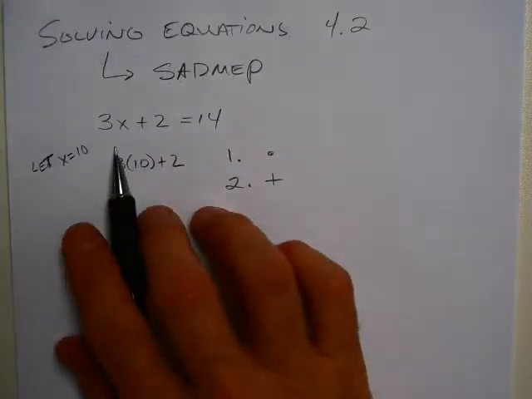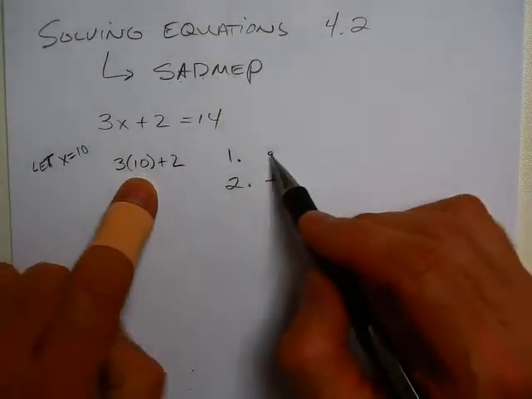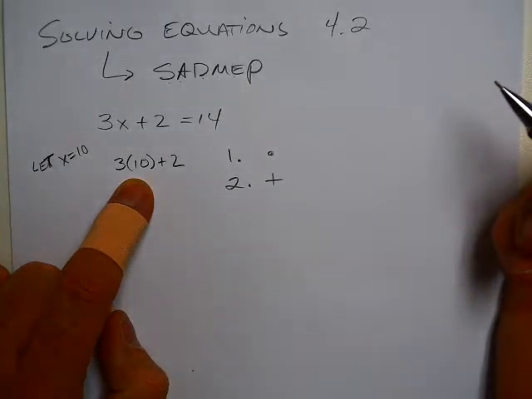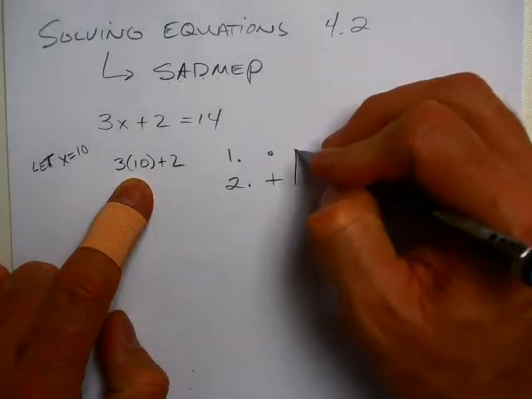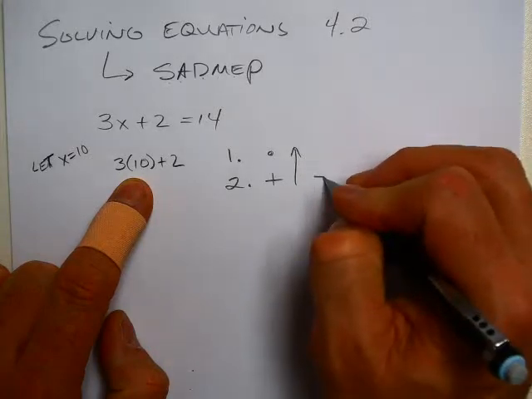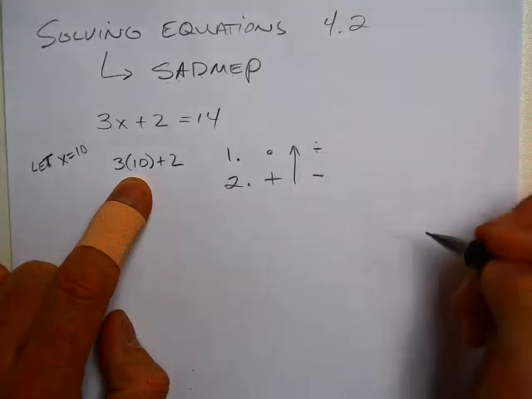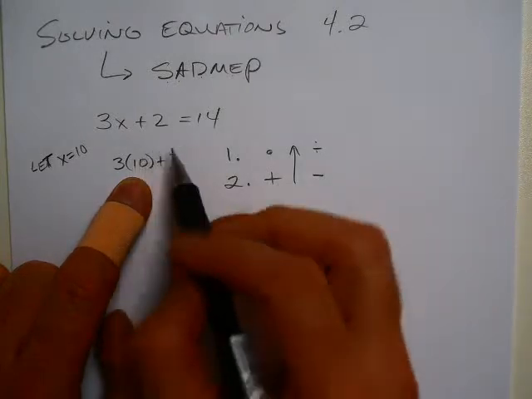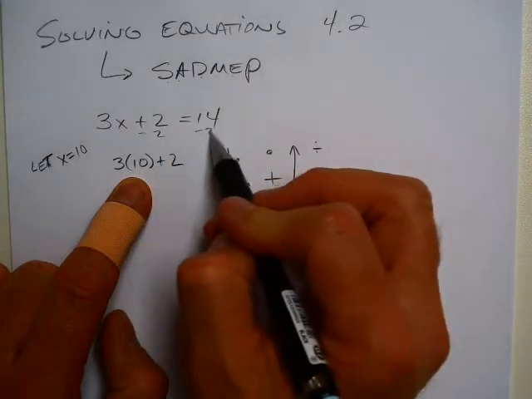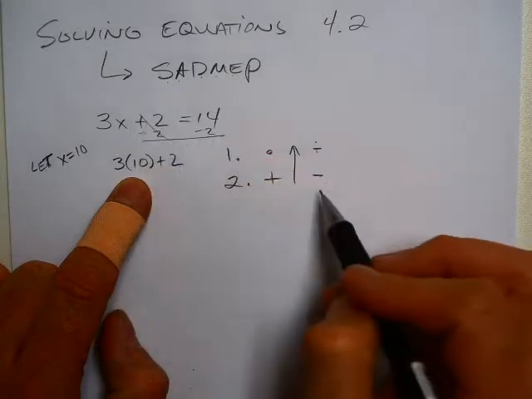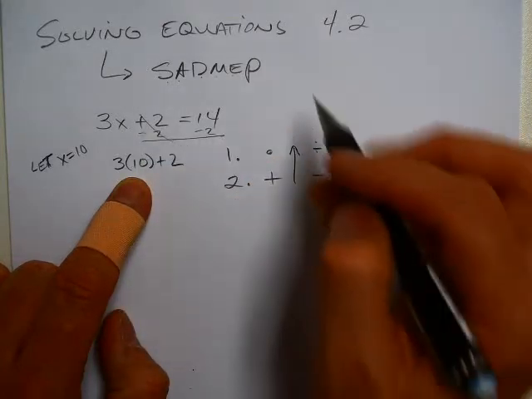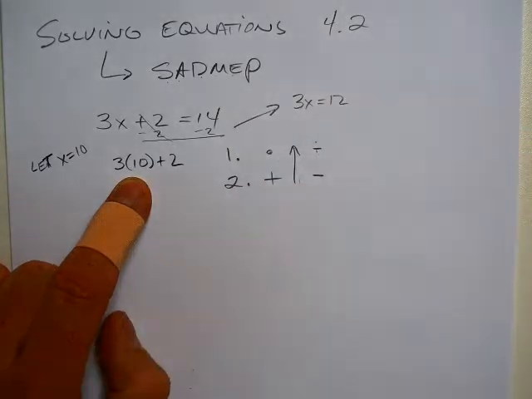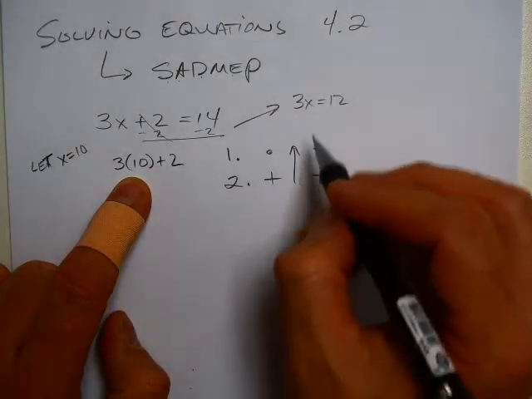So to solve this problem, I take these steps and I reverse them and change them. So it would be minus and then divide. So to solve this problem, I would first minus 2 from both sides, right? And that's going to give me 3x equals 12. And then I would divide.